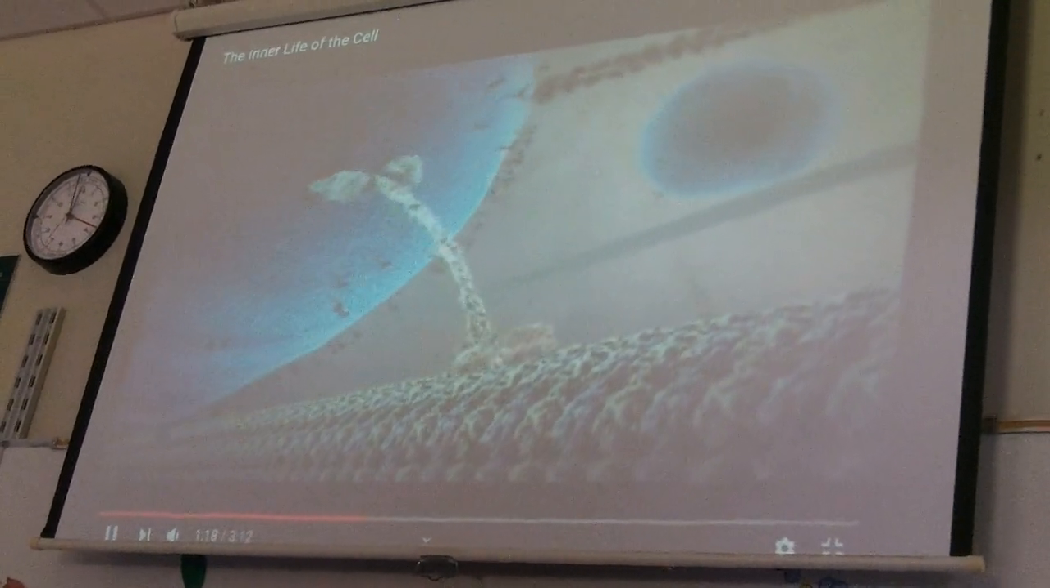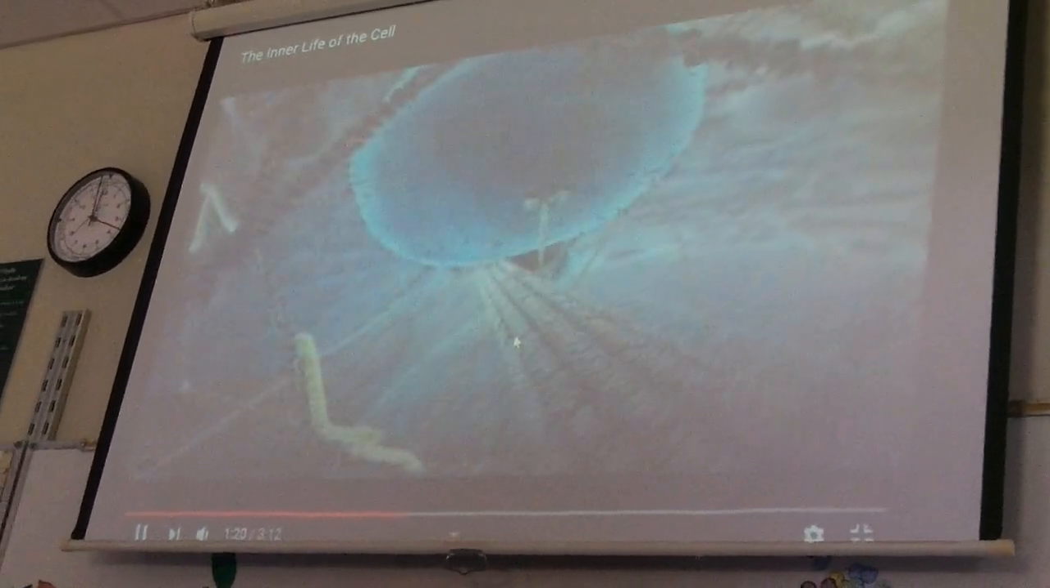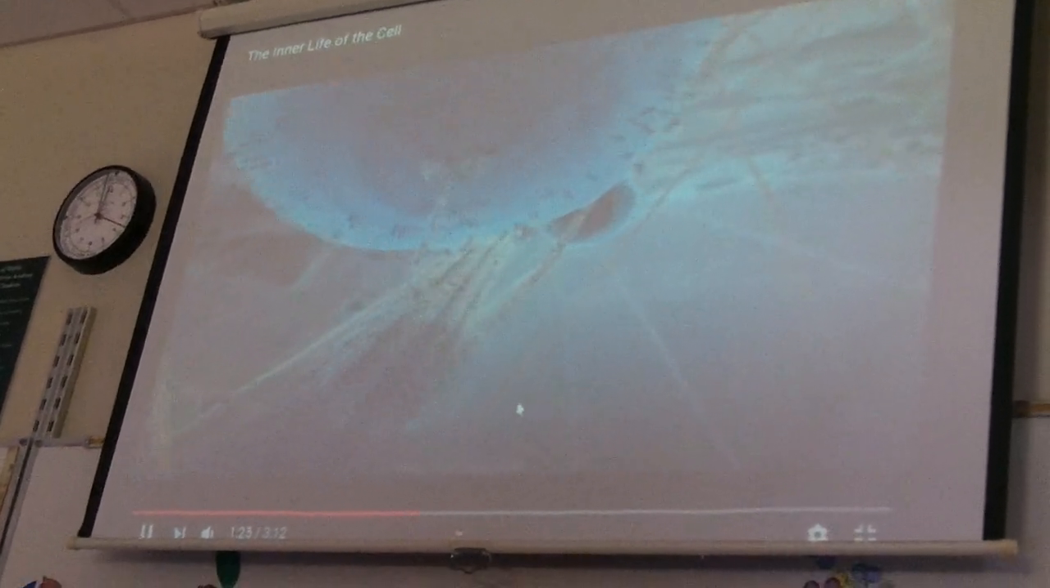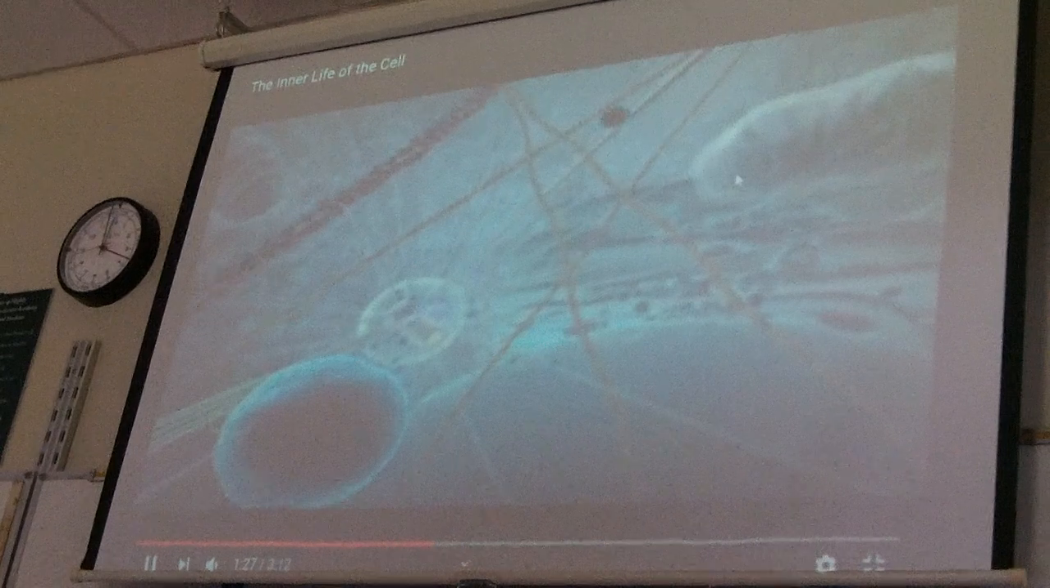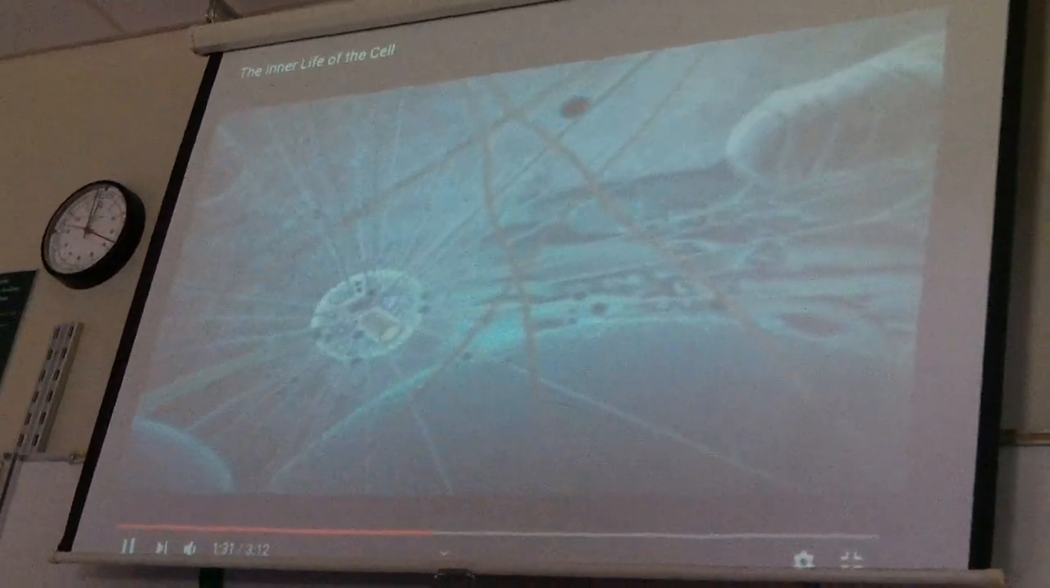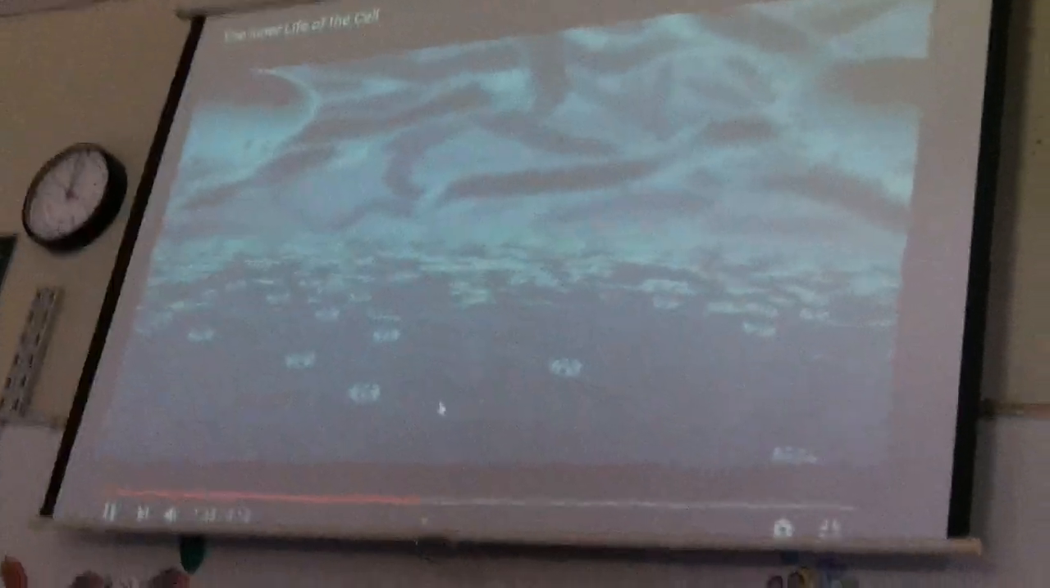That's a vesicle. There's the motor protein. You see it walking along. Look at it pulling that vesicle. There's a mitochondria in there, in the top right hand corner. That's the centrosome with the centrioles.